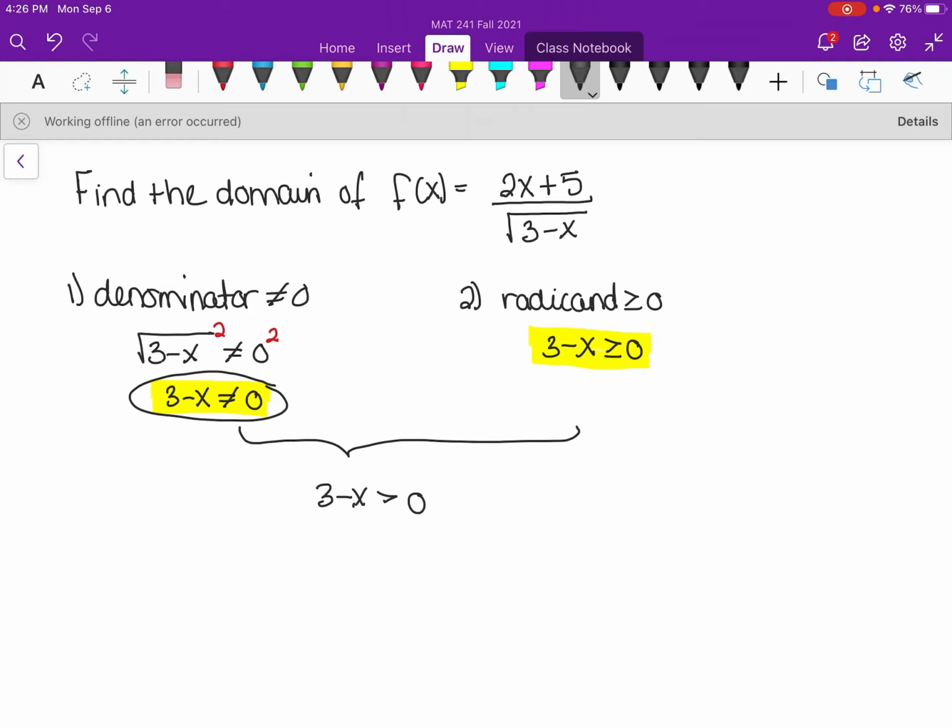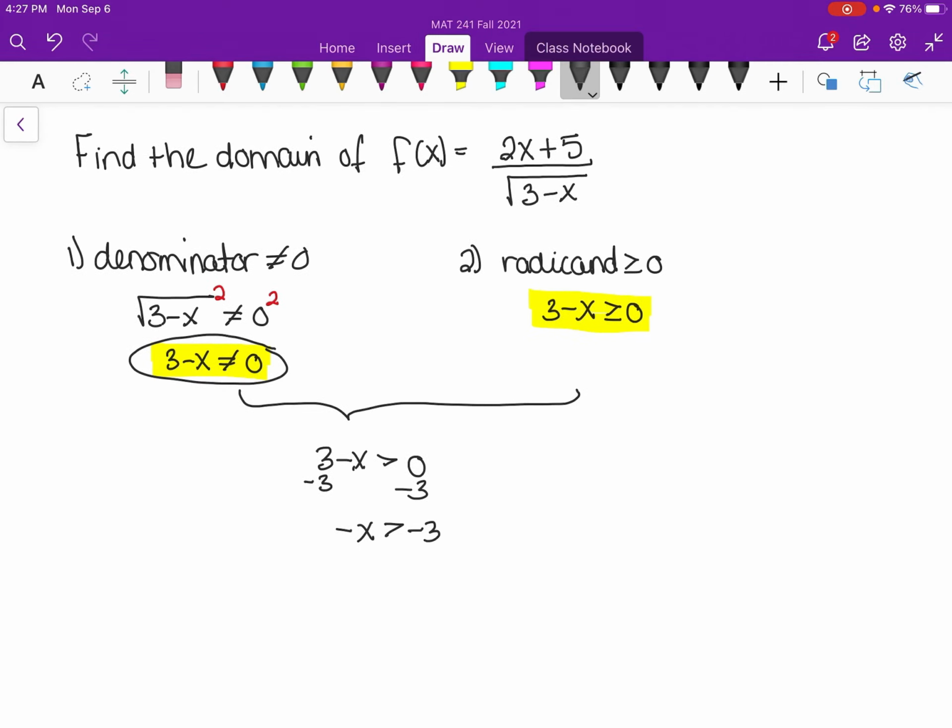So one way to solve for x is to subtract 3. Subtraction does not reverse the inequality. Whoops, sorry, no equal sign there. I'm sorry about that, my bad. Subtraction does not reverse the inequality. Then we need to divide both sides by -1. Dividing by a negative number does reverse the inequality. So this inequality becomes positive x is less than positive 3.